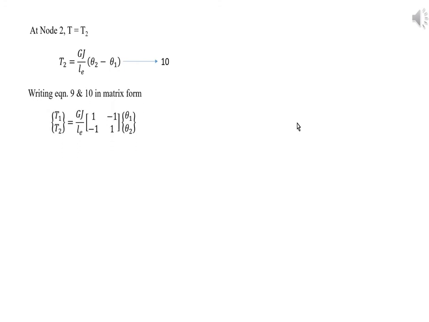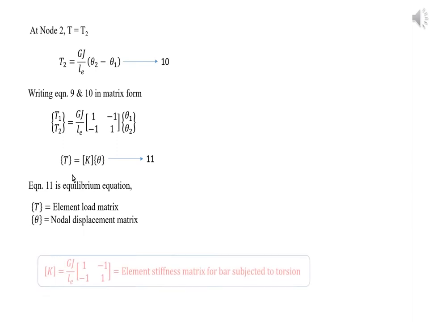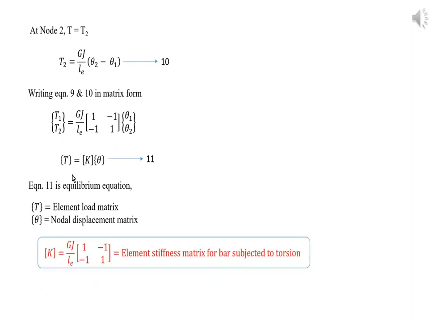Writing equations 9 and 10 in matrix form, we'll get {T1, T2} equal to GJ by LE times the matrix [1 minus1; minus1 1] times {theta1, theta2}. Rewriting it, T equal to K into theta. Equation 11 is called the equilibrium equation for a bar subjected to torsion. Here T is the element load matrix, theta is the nodal displacement matrix, and K is the stiffness matrix of a bar subjected to torsion, given by GJ by LE times [1 minus1; minus1 1].